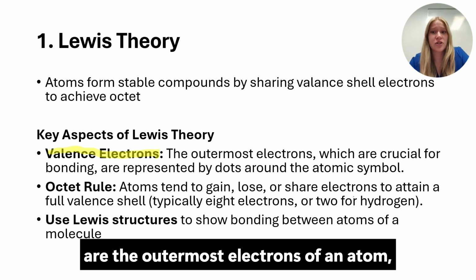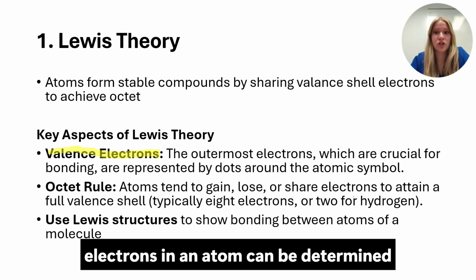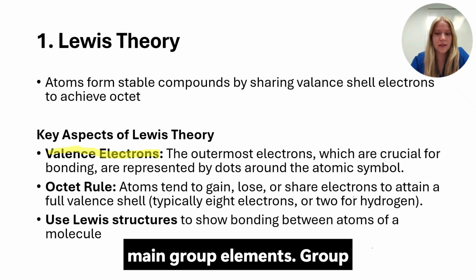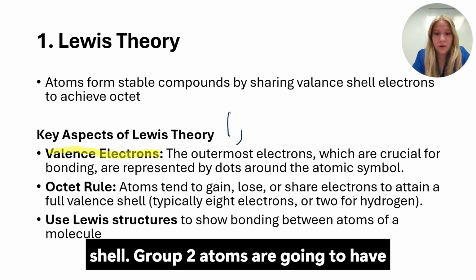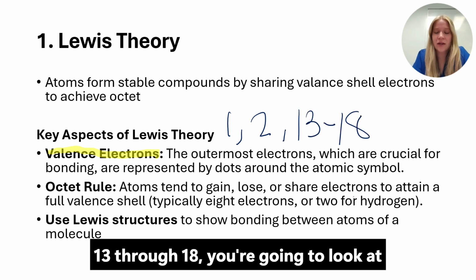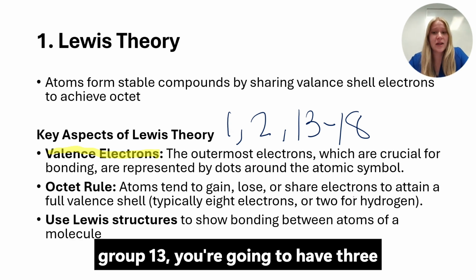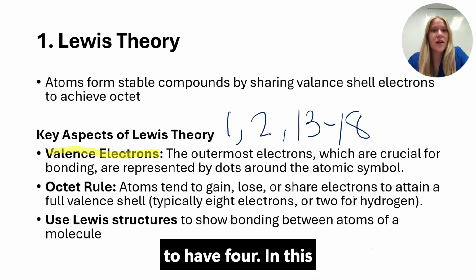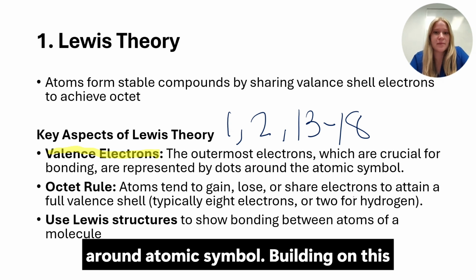These are the outermost electrons of an atom, and they are the ones crucial for the bonding process. The amount of valence electrons in an atom can be determined by the group or column number for the main group elements. Group 1 has 1 valence electron in their outer shell. Group 2 atoms are going to have 2 valence electrons. For groups 13 through 18, you're going to look at that second digit to determine the amount of valence electrons. For example, in group 13, you're going to have 3 valence electrons. Group 14, you're going to have 4. In this Lewis framework, we represent these specific electrons using a dot placed around an atomic symbol.